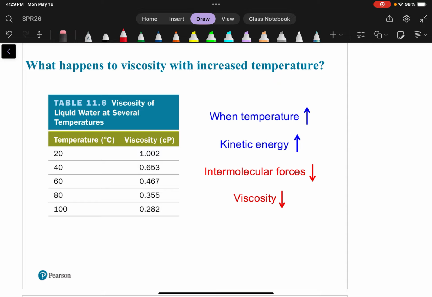Okay, so increasing the temperature increases the kinetic energy in your sample. And then intermolecular forces decrease, so that force of attraction is lower, and that lowers the viscosity overall because it doesn't have as much resistance to flow. It doesn't have to overcome as many forces of attraction in order to flow.